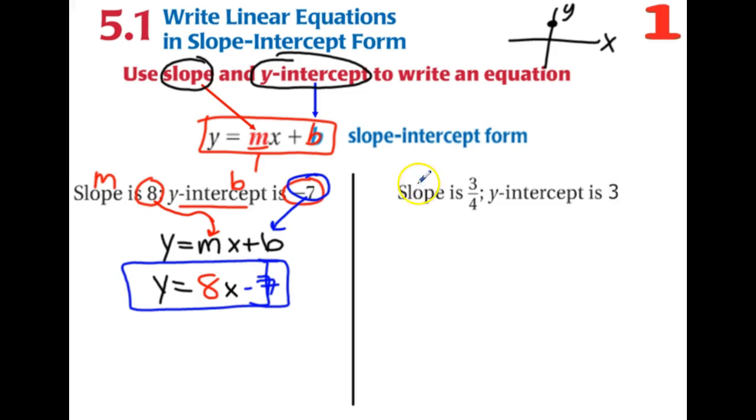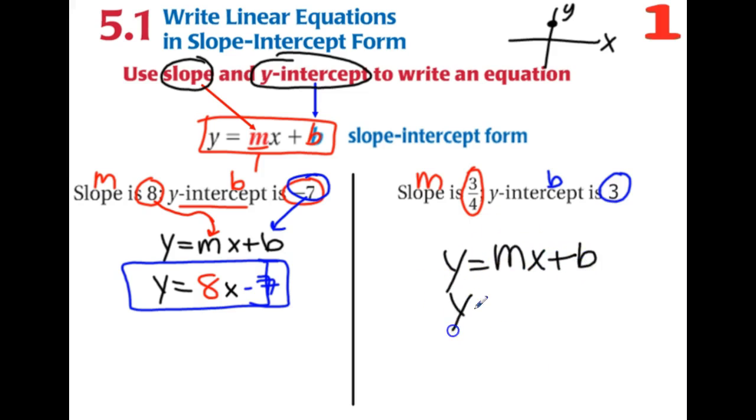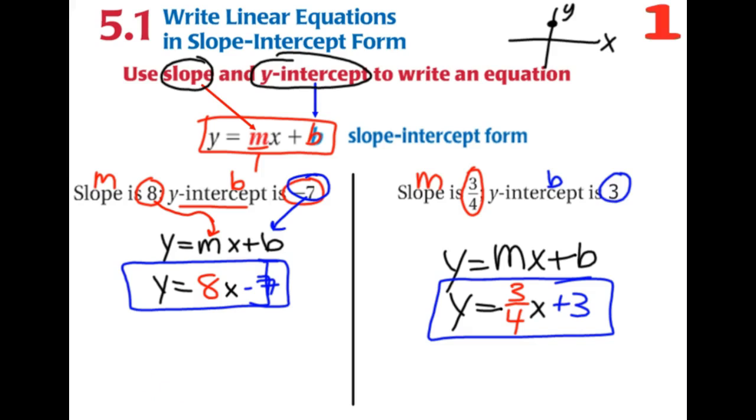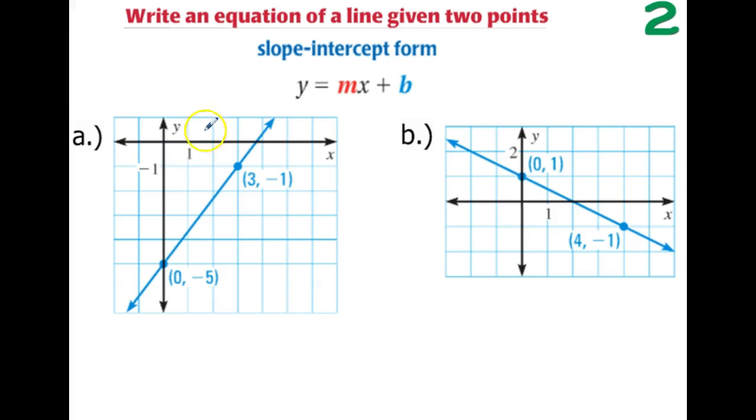Same thing over here. M is our slope, which is 3/4. Our y-intercept is b, which is 3. So our equation would be y equals mx plus b, or y equals m, which is 3/4 x, plus b, and b is 3. There's our equation. Now instead of just giving us m and b, we can find it from a graph as well, but we're still going to write an equation.